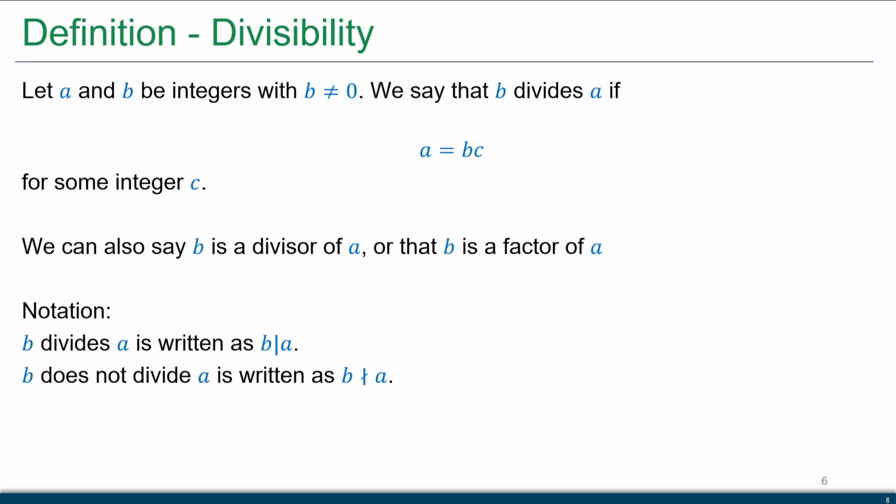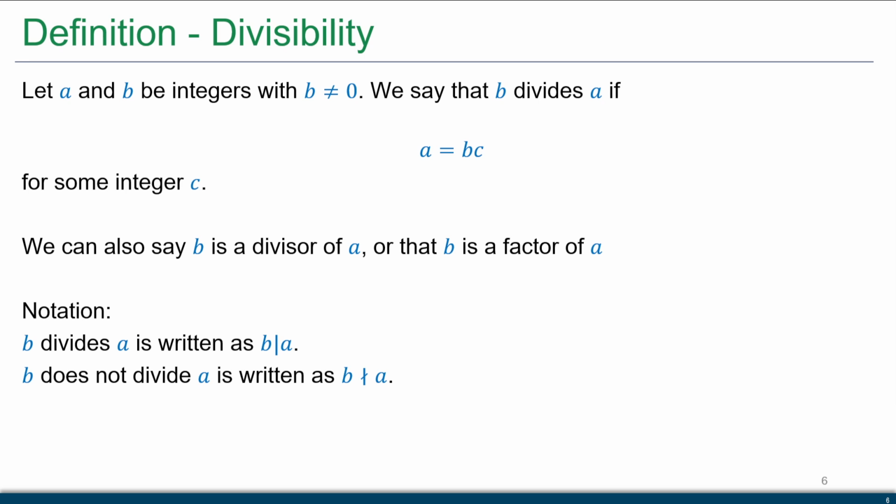So this leads us into the idea of divisibility. Let a and b be integers, and now we're going to relax the condition that b has to be strictly greater than 0. Now we're just going to say that b can't be 0. So it can be something negative, just not 0. We say that b divides a if a can be decomposed into a product of b times some integer c.